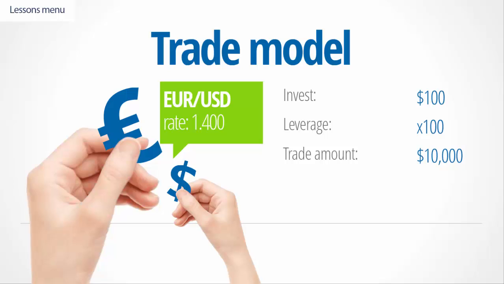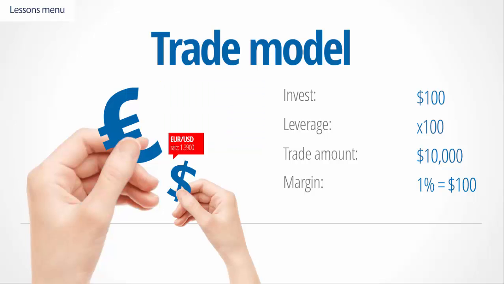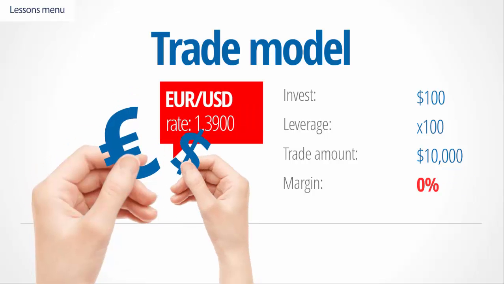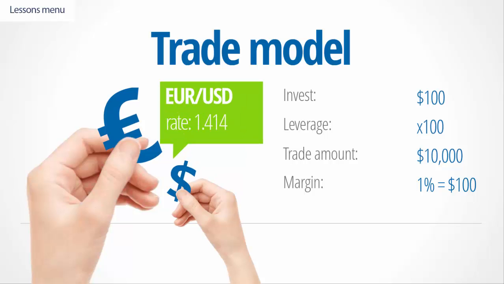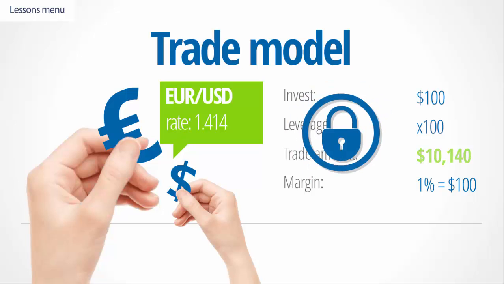Your margin is 1%. That means that if the value of the pair drops by 1%, then you will lose your trade margin and your trade will be closed. However, if the markets go in the direction you expected, then on a gain of 1%, you will profit by $100. You can then close the deal and bank the $100 you earned and the $100 you invested.